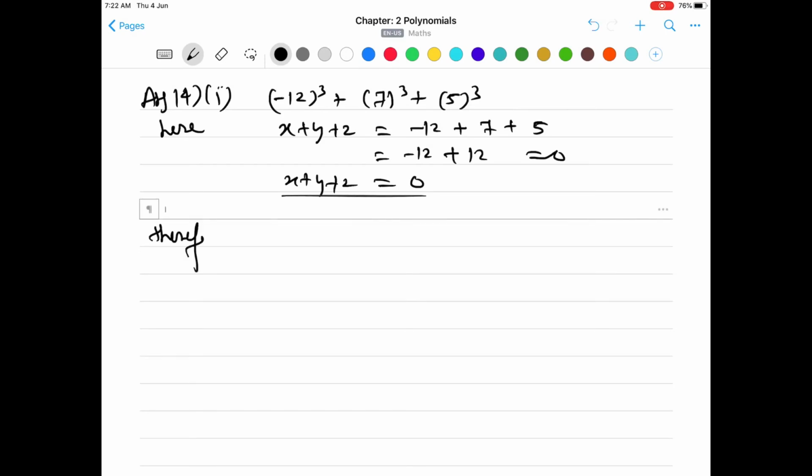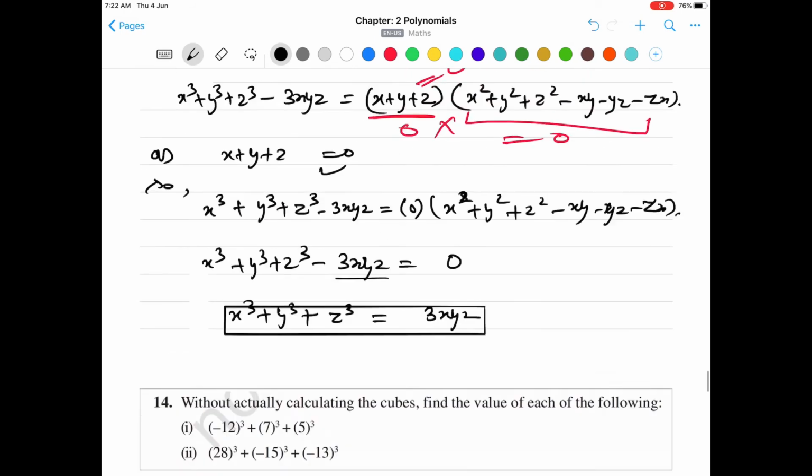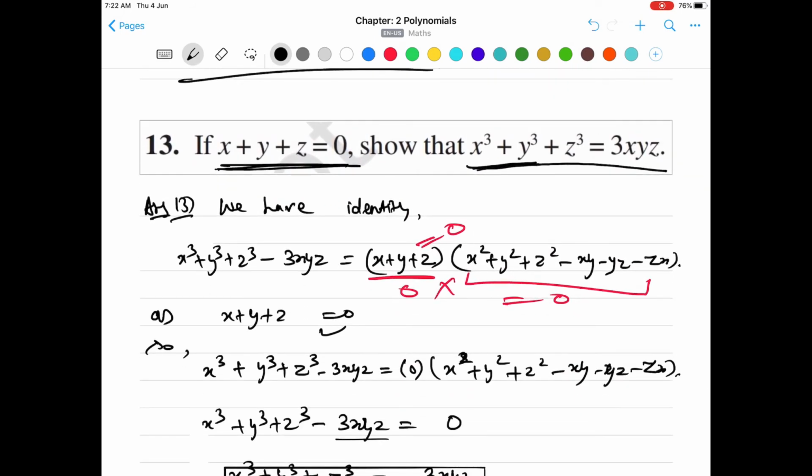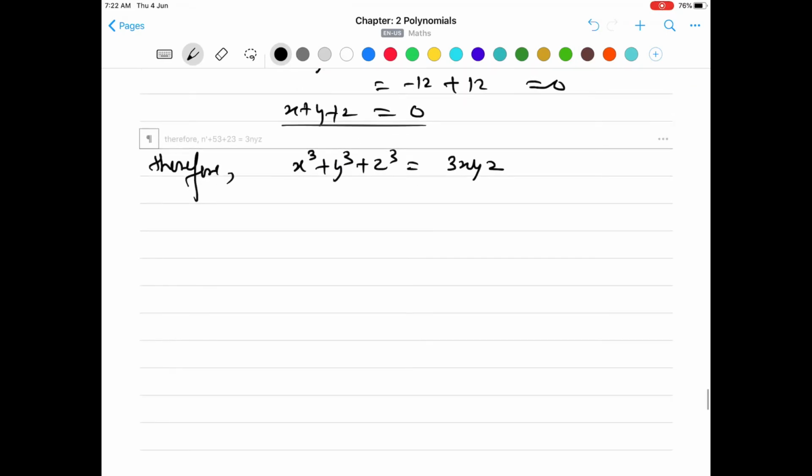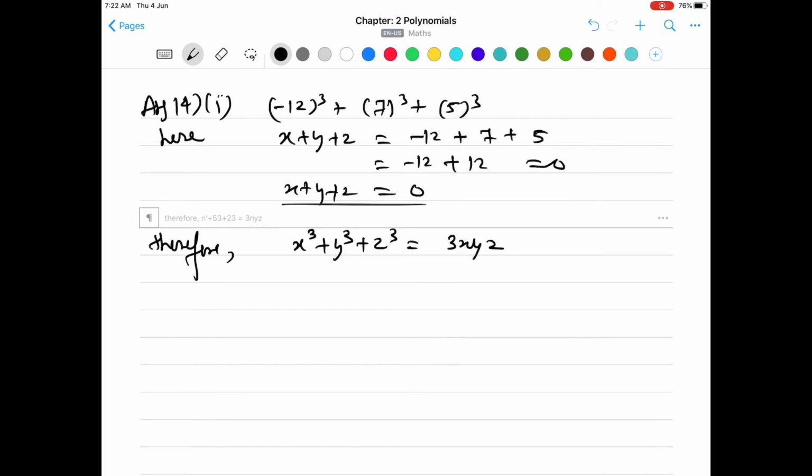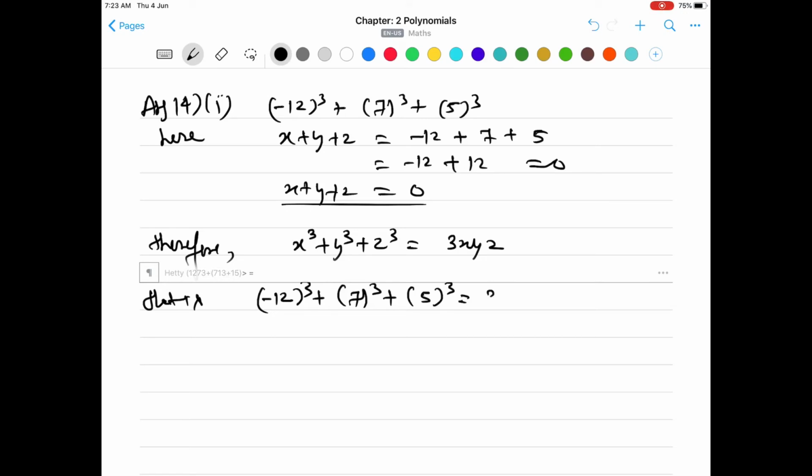Therefore, x cube plus y cube plus z cube will be equal to 3xyz. That's what we have proved in question number 13: if x plus y plus z is equal to 0, then x cube plus y cube plus z cube will be equal to 3xyz. So minus 12 cube plus 7 cube plus 5 cube will be equal to 3xyz. That means 3 into x is minus 12, y is 7 and z is 5.